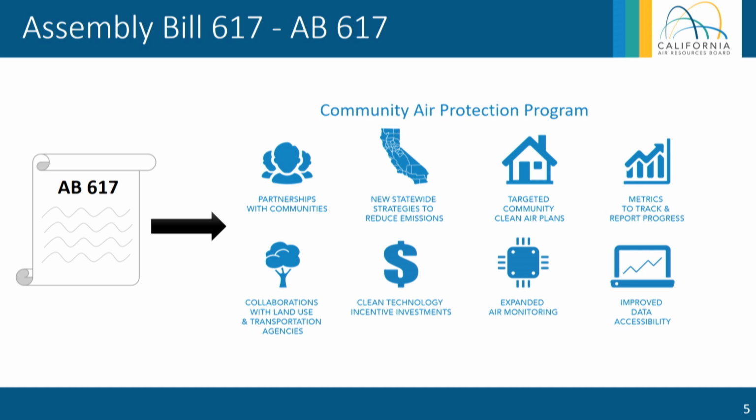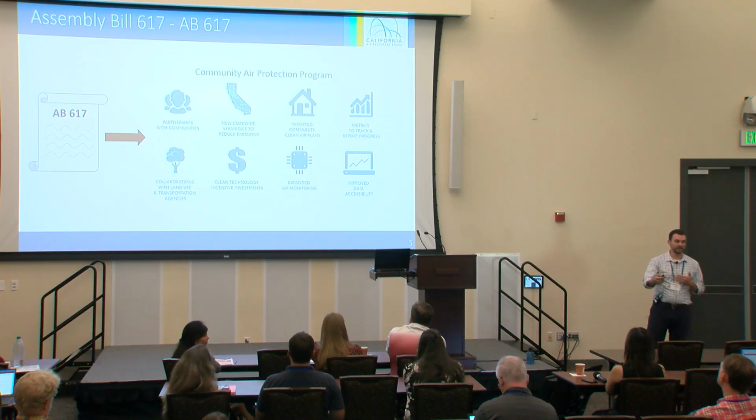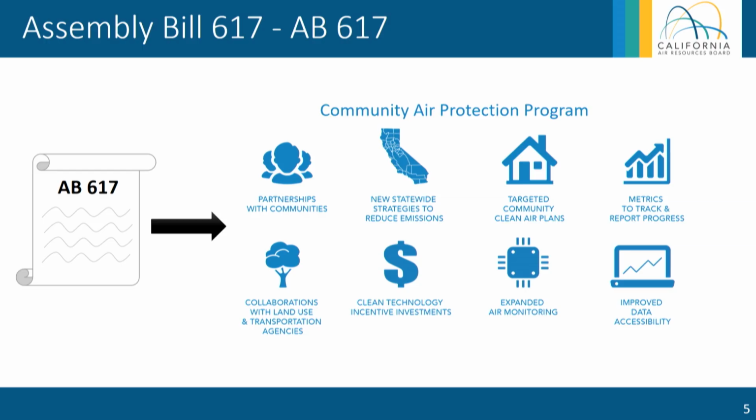And these bullet items here are some of the big things that are being used to implement AB 617. The biggest one is partnerships with communities, engaging with the community and going to the communities to conduct monitoring. But all of these are big items: statewide strategies to reduce emissions within communities, metrics to track and report progress, and also a very big one, improved data accessibility. How do you make this information available to people other than those of us in this room? So to communities, to the public in a meaningful way. And so today, I'm going to talk about the expanded air monitoring, so taking monitoring down to the community level.